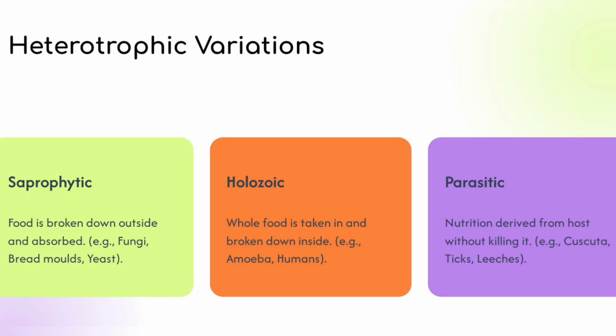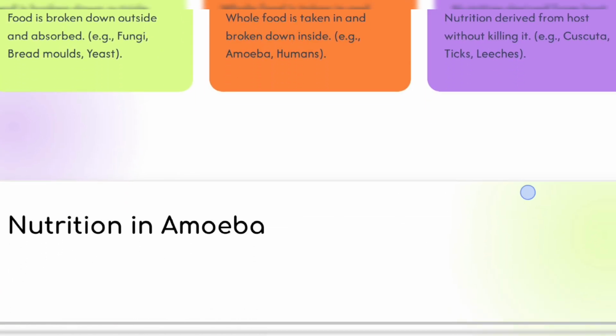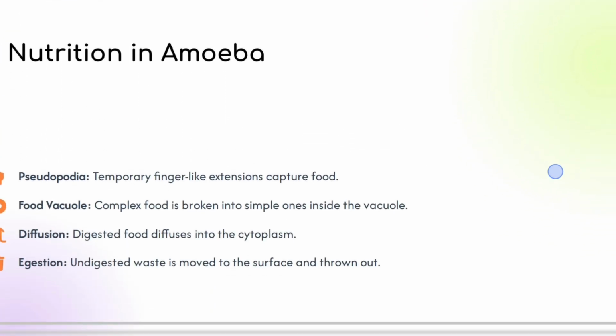So, what did we understand in this? Different heterotrophs have different strategies to get food. Next, we will study nutrition in amoeba.